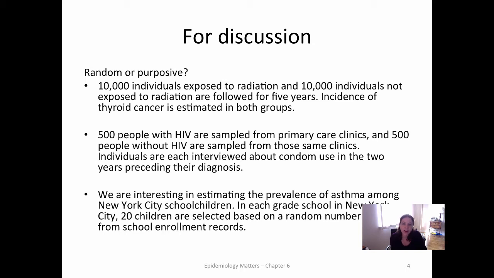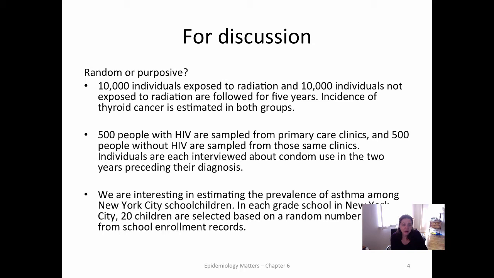We're not selecting individuals in a random way such that the distribution of exposure to radiation is the same in the sample as it is in the population. Instead, we're selecting, by design, 10,000 individuals exposed and 10,000 individuals not exposed. And this design is an excellent design if we're interested in the causal effect of radiation exposure on thyroid cancer. We don't need a representative sample in order to answer that question. So this is a purposive sample.